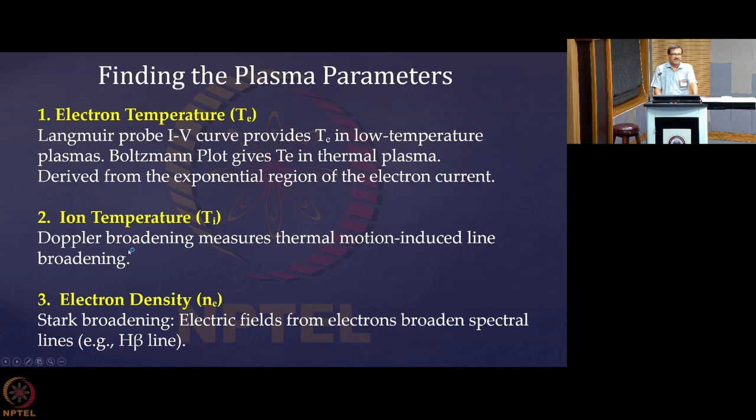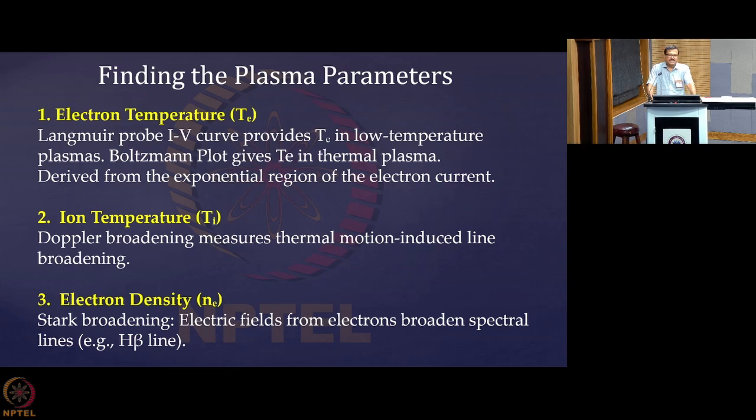Now ion temperature can be obtained from the Doppler broadening, because ions are moving at the same time they are emitting. So the wavelength that you are recording is getting shifted due to the motion of the ion, and that change in frequency is due to the Doppler effect, depending on the velocity. So the ion temperature is connected to that. You can determine the ion temperature from the Doppler broadening that you are observing in the line. The Doppler shift also you can use for finding the temperature.